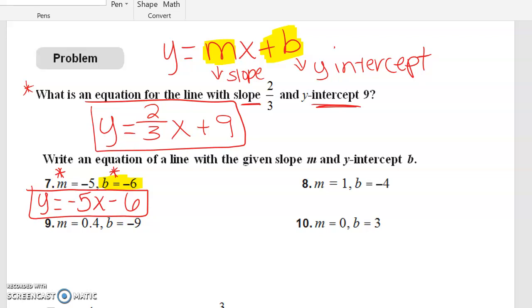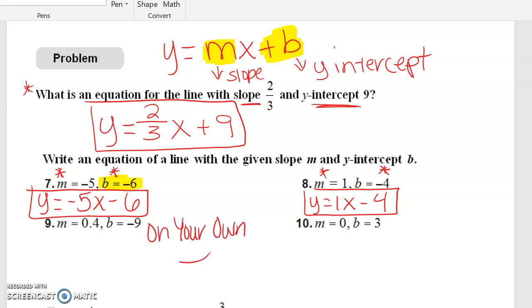Number 8. My m, or my slope, is 1. So y equals 1x. b is -4, minus 4. Done. Nice and easy. We're going to skip 9 and go on to number 10, because number 9 you're actually going to do on your own, again in Edpuzzle. But I do want to go over number 10.